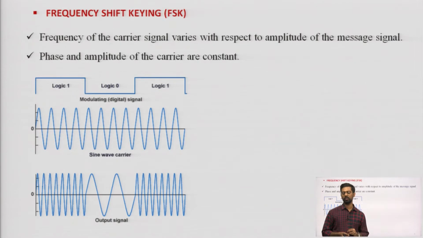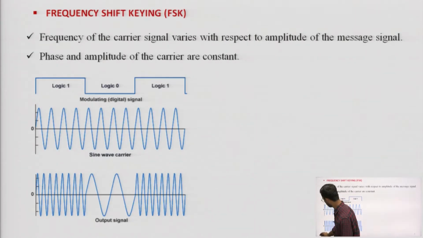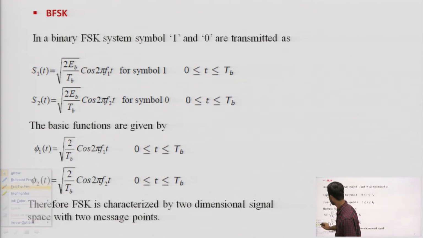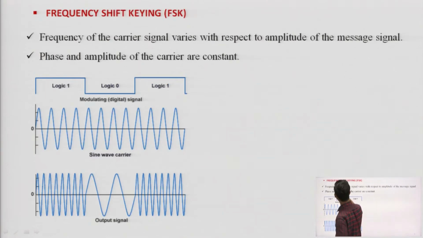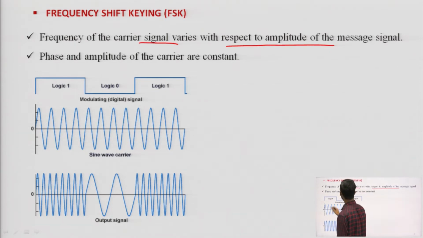Now we will see the second modulation technique, that is frequency shift keying. It is nothing but the frequency of the carrier signal varying with respect to the amplitude of the message signal, and during that the phase and amplitude of the carrier signal are constant.